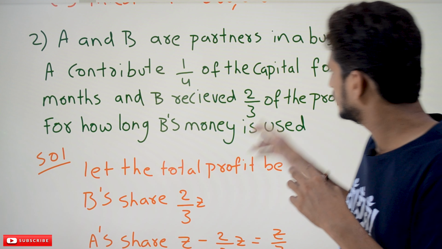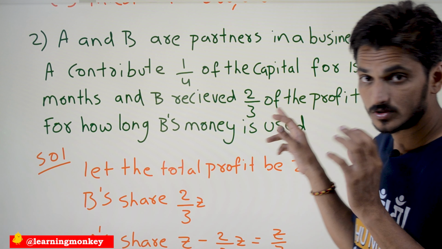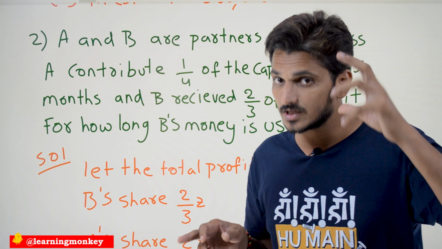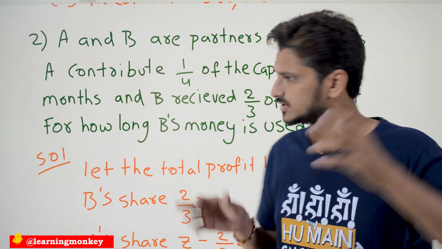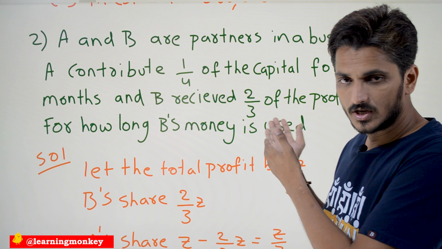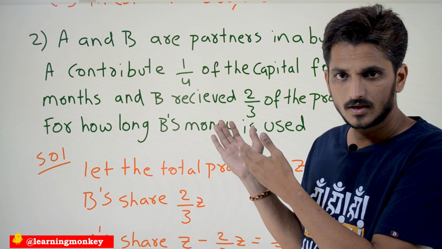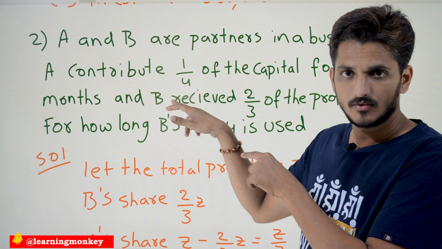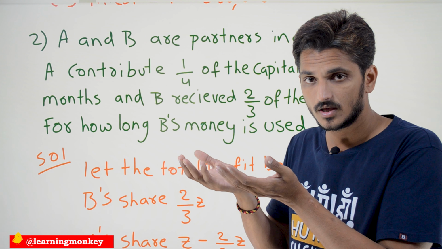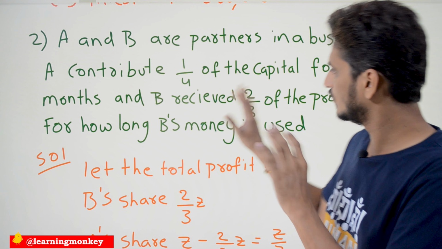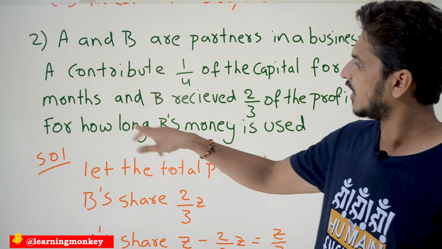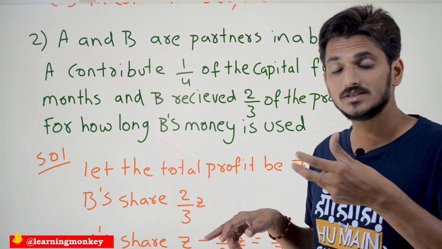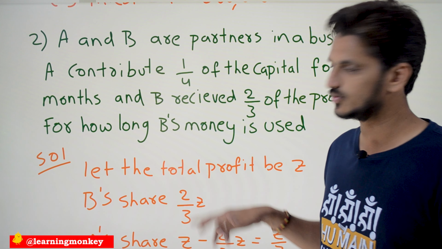So here, 2/3 of the profit is received by B. One important point you have to get into your mind when you are doing ratio examples: we need to identify the number of months that B's money is used. That is what you have to identify.